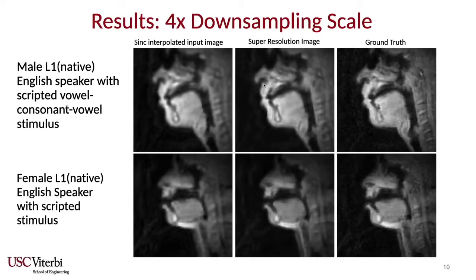For this top subject, we can see that the lip closures are properly reconstructed in the super resolution image, as shown also in the ground truth image. But in the sinc-interpolated input image, we see that there is a lot of blurring at these boundaries, and it's hard to tell where exactly the lip closure is.